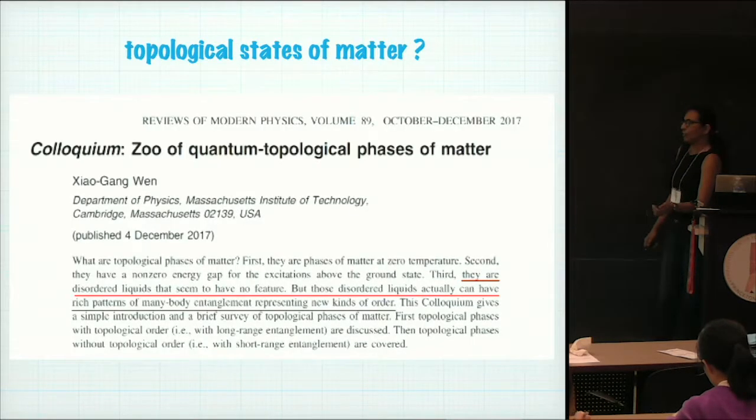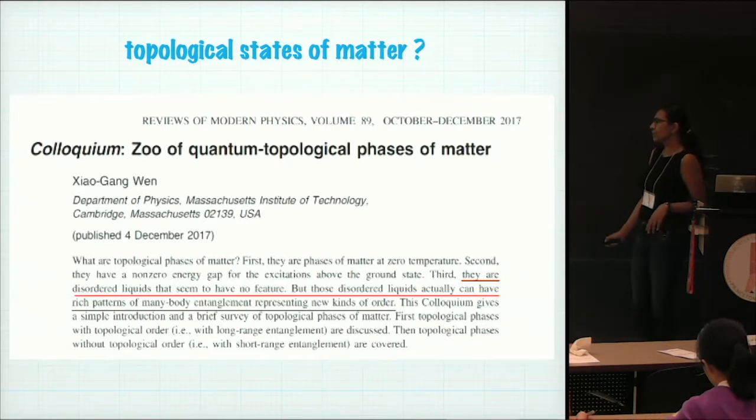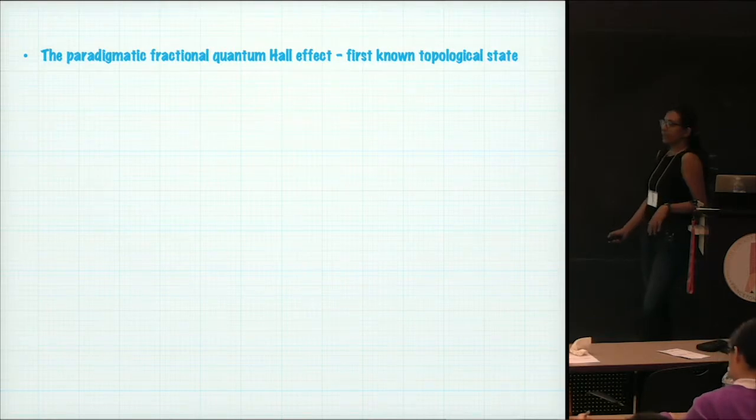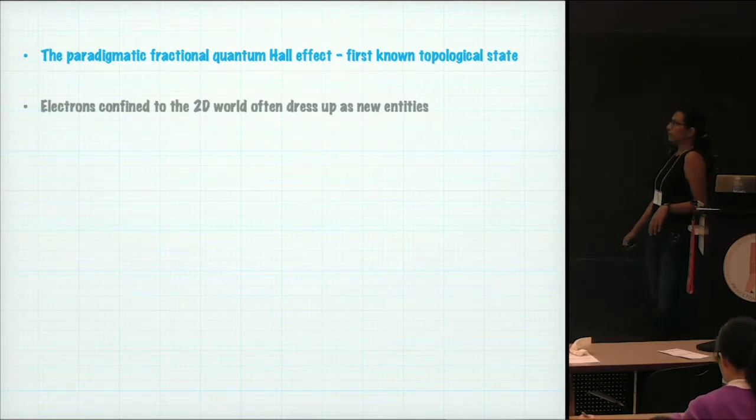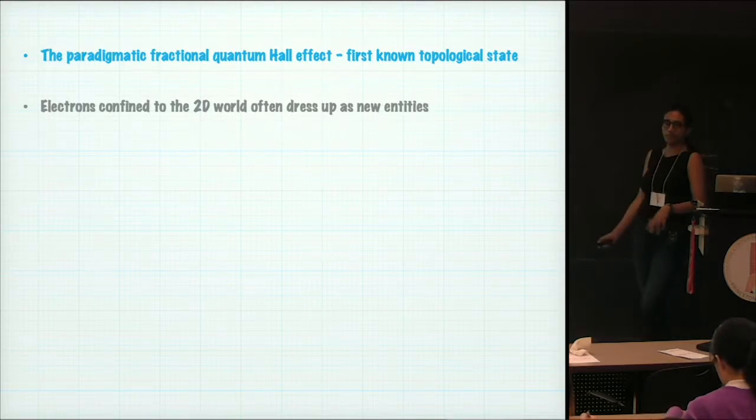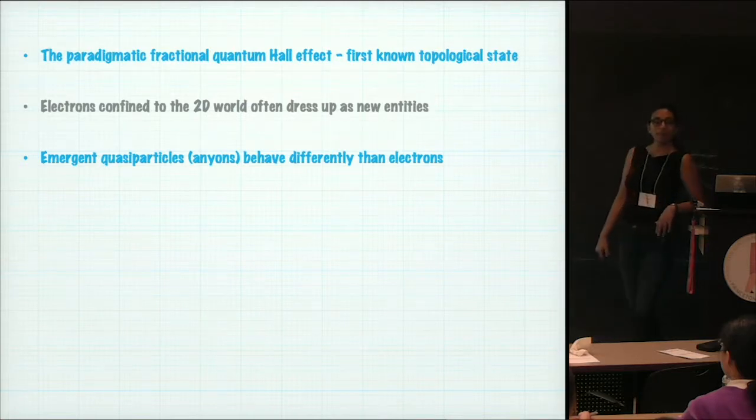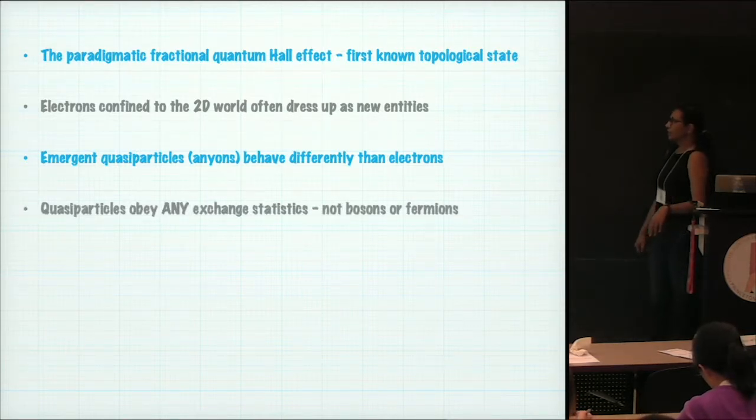So topological states of matter, like I already said, there is a very recent review, and this field is full of this kind of reviews, which say that these are, as I mentioned, fancy states of matter that can really give us something new to learn. And now, basically, why I'm doing fractional quantum Hall is because this is really the first known topological state of matter. And it's very simple because electrons are confined in a 2D world, and they often dress up as new entities. And the emergent particles are often known as anyons. Anyons because they may follow any kind of statistics, not particularly bosonic or fermionic statistics. And these quasi-particles are maybe neither bosons nor fermions, but that has not been proved experimentally in a very robust way.